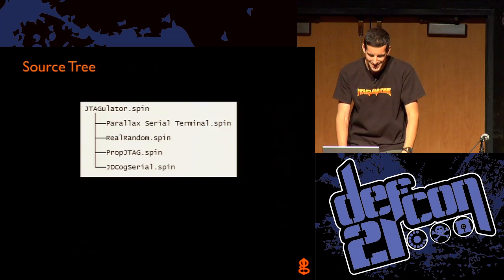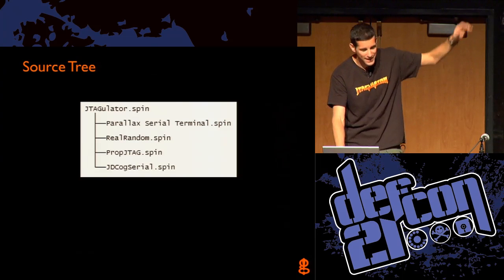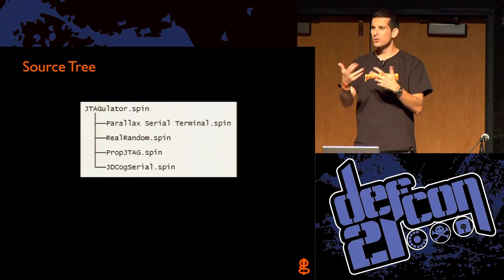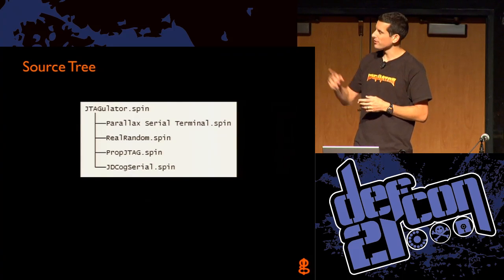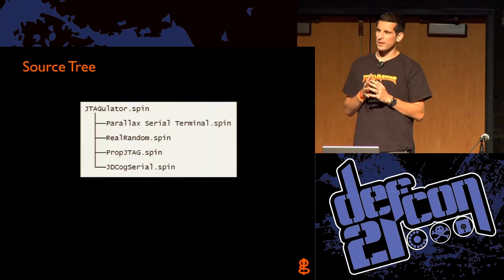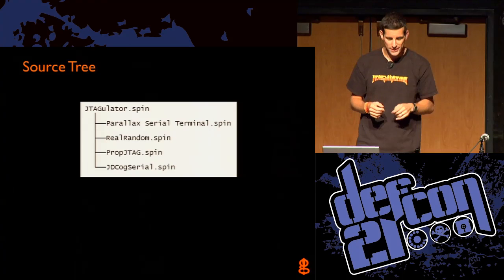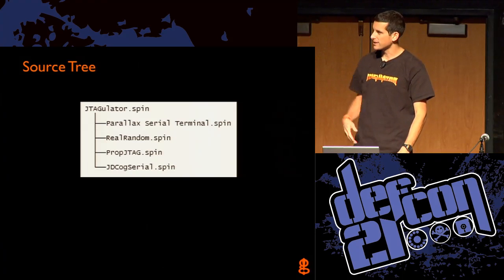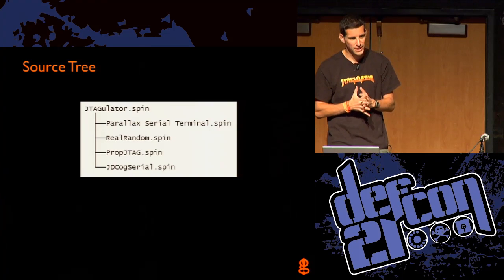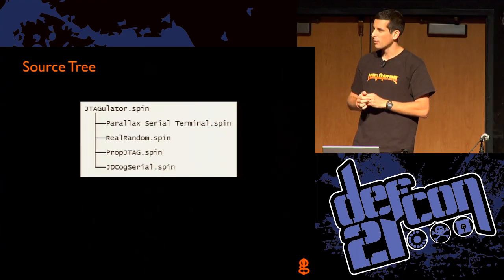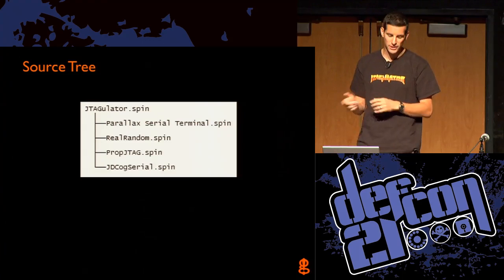You get it. So the main file is JTAGulator, and then we have the serial terminal, Parallax Serial Terminal, which is the user interface. Real Random is a pseudo-random number generator that we're using for the bypass scan, which I'll show. PropJTAG is all of the low-level JTAG routines, and then JDCog Serial is something I grabbed from the Object Exchange that is another UART interface, and I can just pop that into whatever cog I want, and that's going to be the interface that's doing the UART detection.